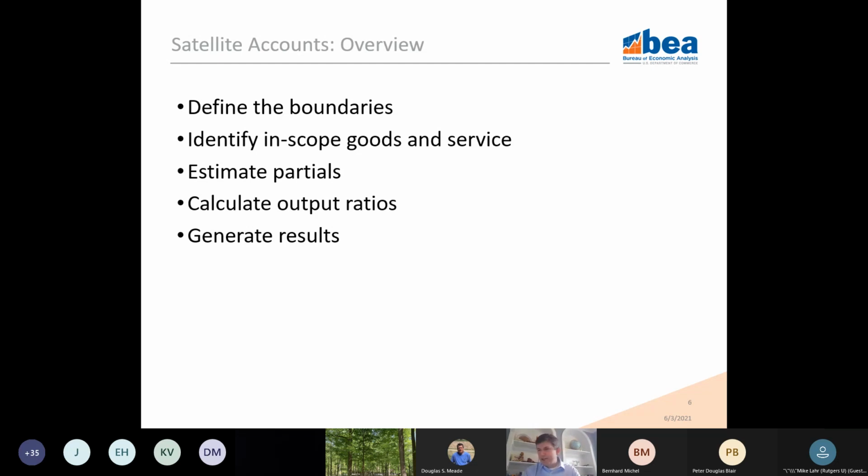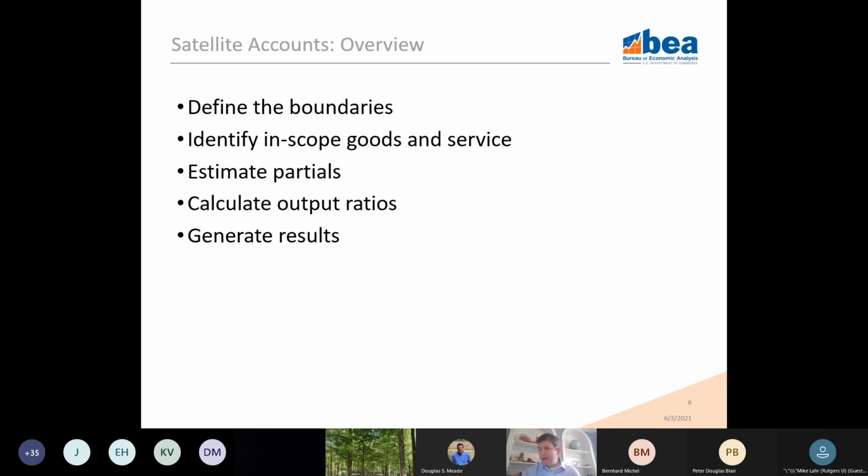This boundary definition is in many ways the most challenging and most important part of the process. It's a guide for everything else that follows. You know, our team at BEA, we are experts in national accounting, perhaps experts in the supply use framework, but we're not necessarily experts on the specific topics that these accounts are focused on.